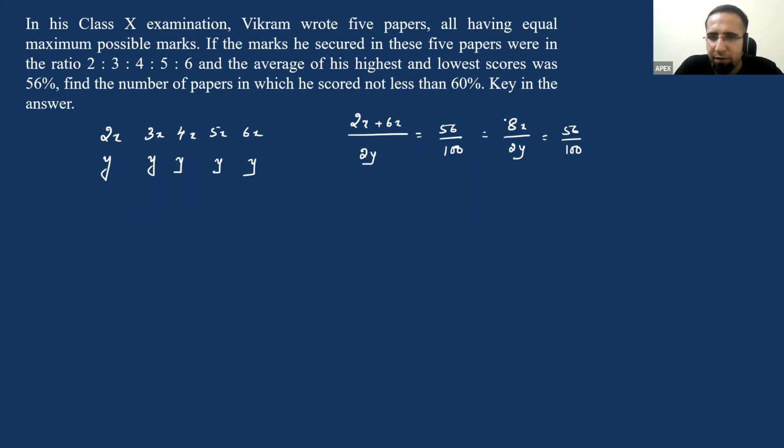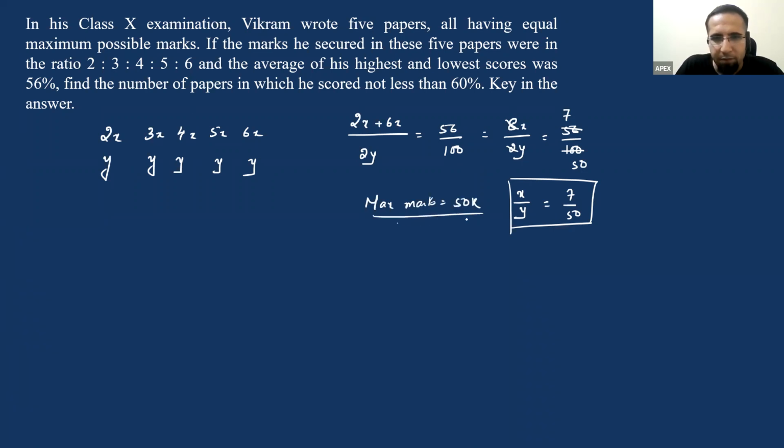Clear? Now, if you just simplify, 8 ones are 8, 7s are 56, this is 2 ones and this is 2 50s. So what do we get? We get x by y is equal to 7 by 50. So I can assume that 50k are the maximum marks of each subject. Clear? So 50k are the maximum marks of each subject.